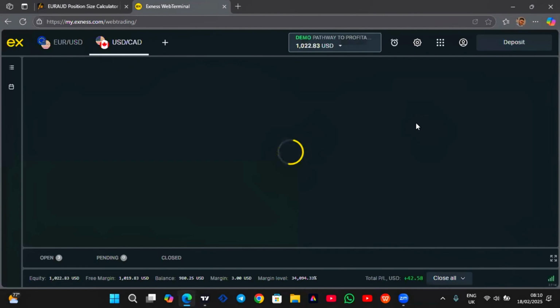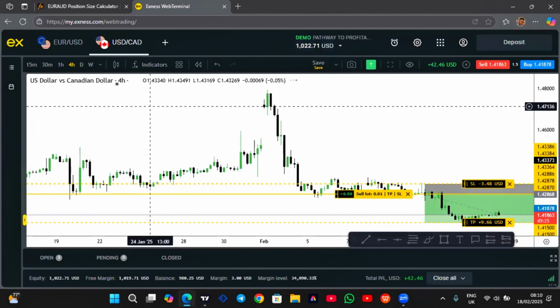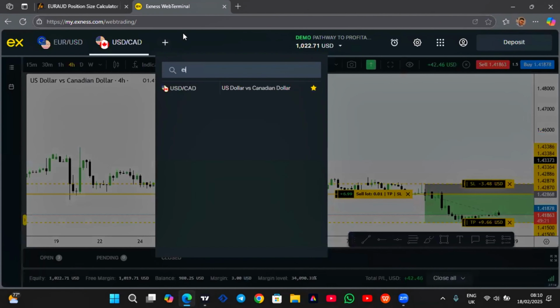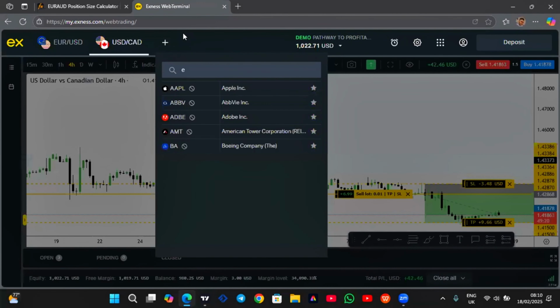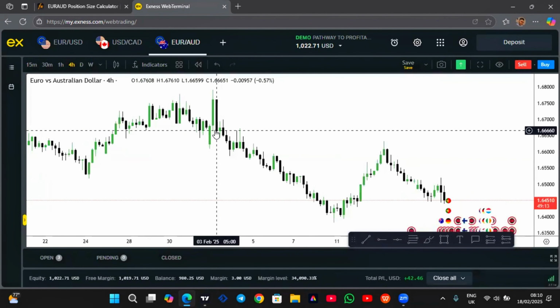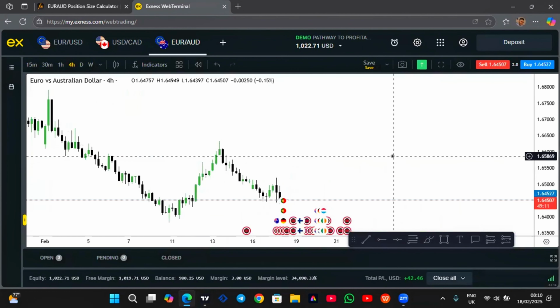Then we go ahead and, remember, I was on the trade on USD card the other day. So I just have to add Euro AUD. Yeah, this is Euro AUD. Then I have to enter. I have to sell Euro AUD.